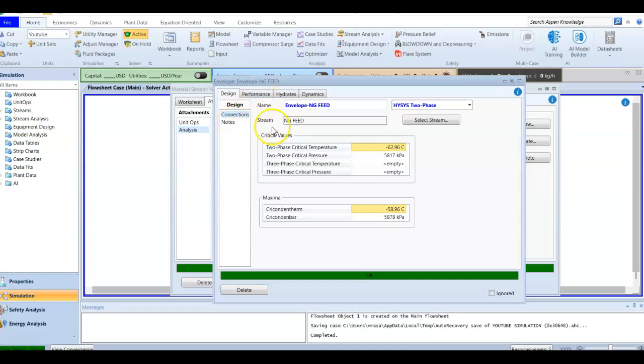For the 2-phase critical temperature, and here we have 3-phase. The difference is, if we have water in the stream, it will form 3 phases: a gas, a liquid of hydrocarbons, and water. If we only have hydrocarbons, these hydrocarbons can be a vapor or a gas. So here we have a 2-phase critical temperature and critical pressure. This definition is really important, and it's important also to see the envelope. So let's talk about it in our next video.